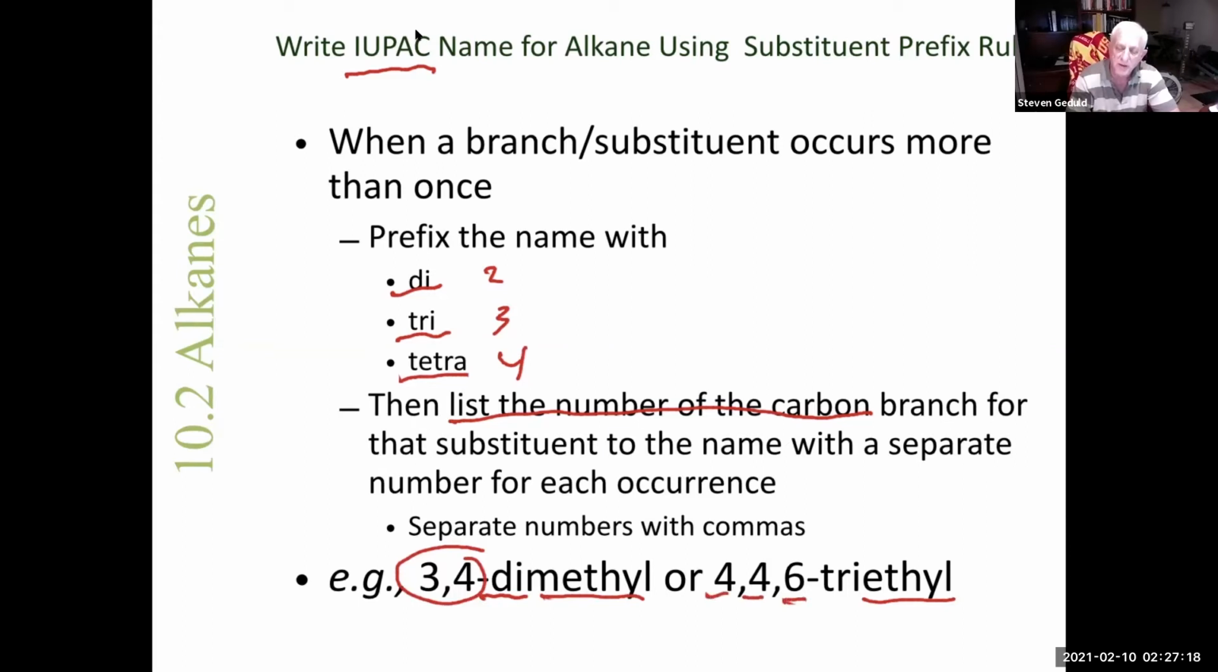And ethyl is 2 carbons. Commas between numbers, dashes between numbers and letters. You have to know the longest continuous carbon chain. You have to know all the substituents, the numbers they're at, and how many of each substituent occurs when you group it. That's it. That's how you name things.